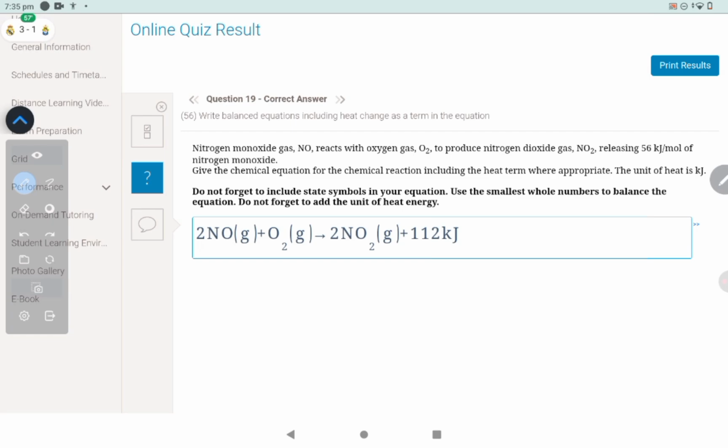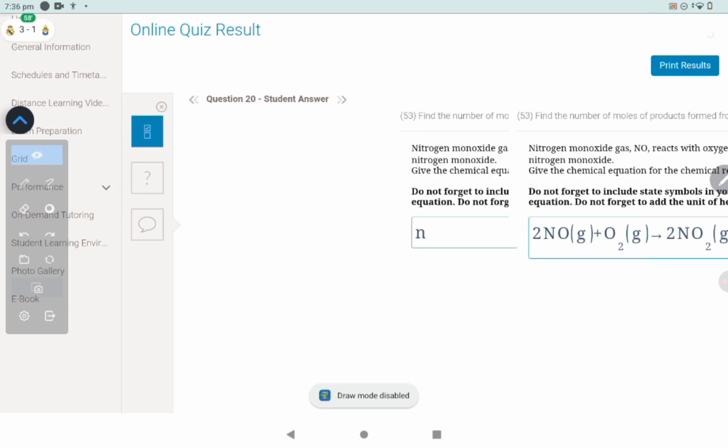Like I said, for each mole of nitrogen monoxide, it increases by 56. So it has 2 as the coefficient. So 2 moles, and that is 112 kilojoules. 56 times 2. Yes. Okay, next question.